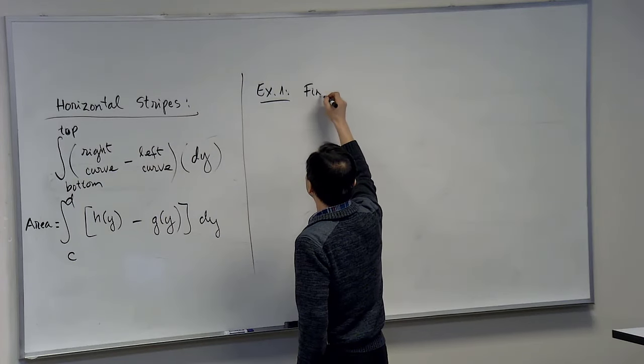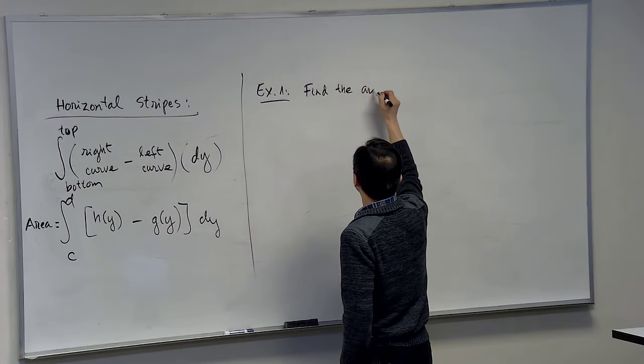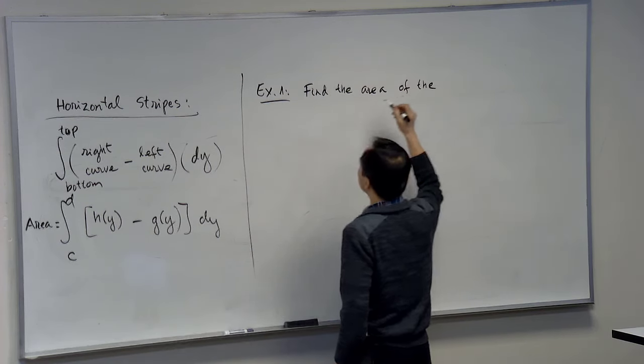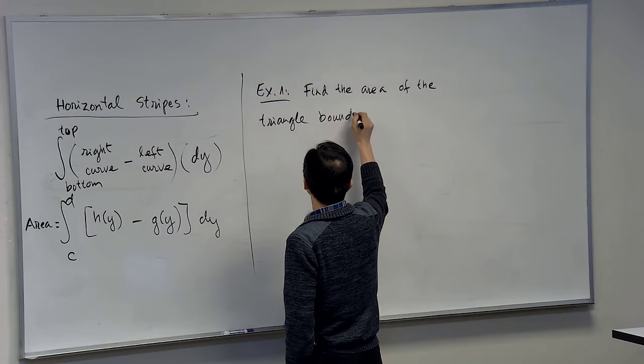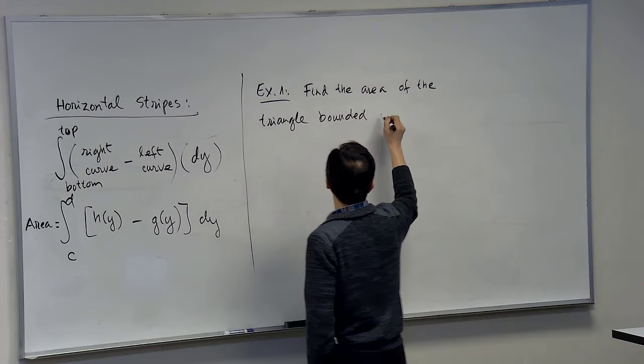We want to find the area of a triangle bounded by three vertices: 0, 0, then 1, 0, and 1, 1.